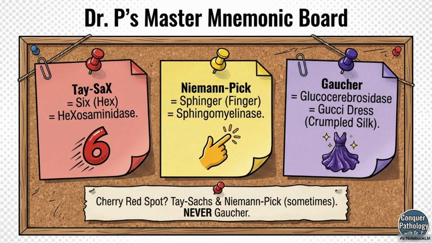Before we finish, let's lock it in with the master mnemonics board. Tay-Sachs or 6 is hexosaminidase. Niemann-Pick, sphingomyelinase. Gaucher, Gucci dress, crumpled silk. Cherry red spot, yes for Tay-Sachs and Niemann-Pick, never for Gaucher.